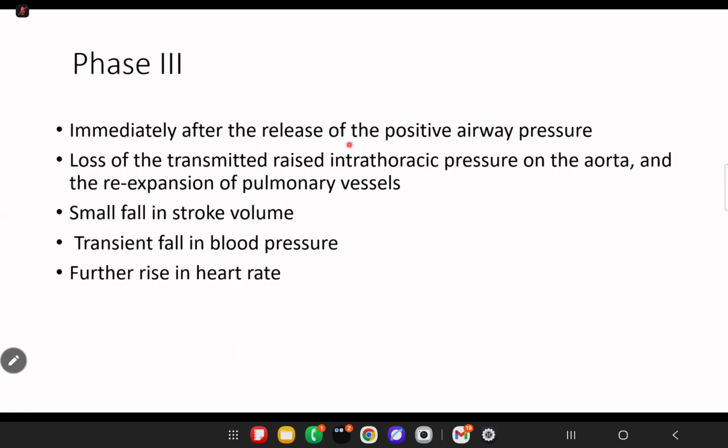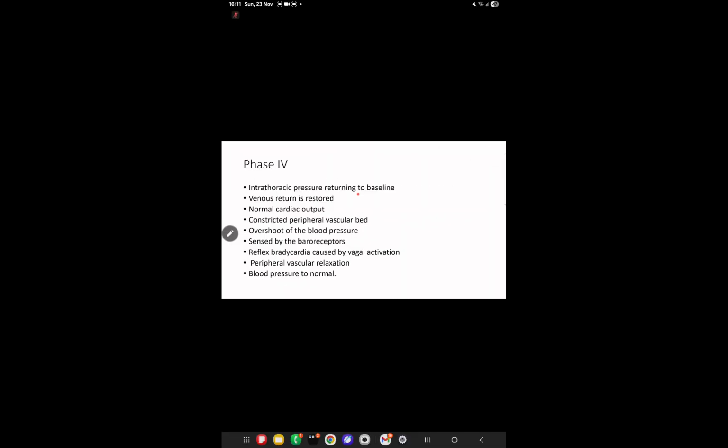Immediately after the release of the positive airway pressure is phase 3. There is loss of pressure on the aorta and re-expansion of the pulmonary vessels, which will cause a small fall in the stroke volume, a transient fall in the blood pressure, and further rise in the heart rate.